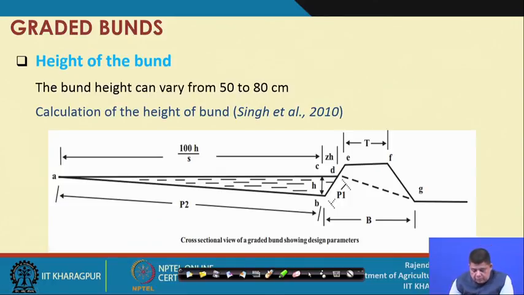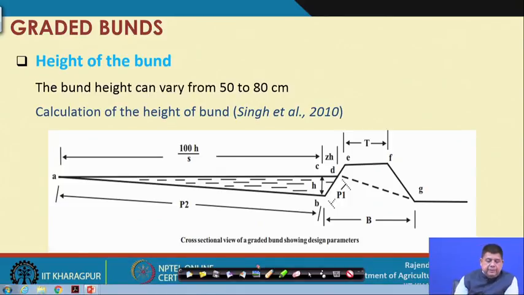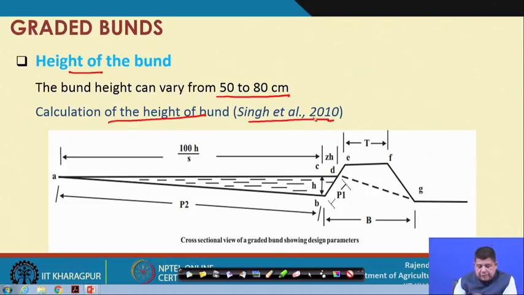Now, the most important thing, that is the height of the bund. The general recommendation is it could vary between 50 to 80 centimeters. But the calculation of the height of the bund we can do, and there is a research paper published by Singh and others in 2010, so we will use that paper to express the same thing.